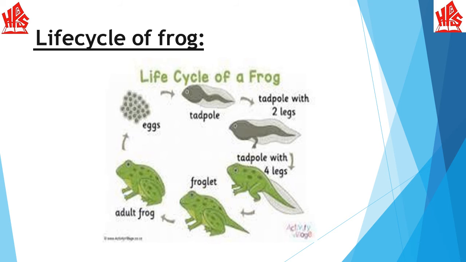Then it grows, first the hind legs and then the forelegs. The gills and the tail disappear and the lungs grow. This is now called a froglet. Then it changes into an adult frog and is capable of reproducing new frogs. Now it can live both on land and in water.